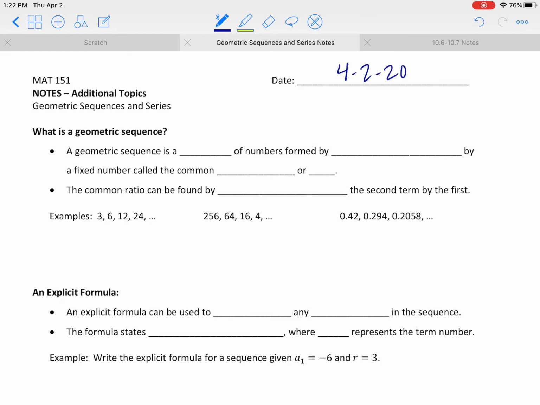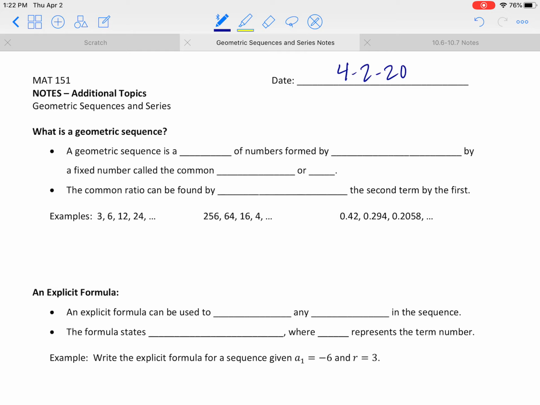Hey everyone, today's topic is geometric sequences and series. It's going to feel a lot like what we did yesterday, looking at arithmetic sequences and series, where it's a similar concept. Your sequence of numbers is just a list of numbers, and then your series is going to be the sum of that list.